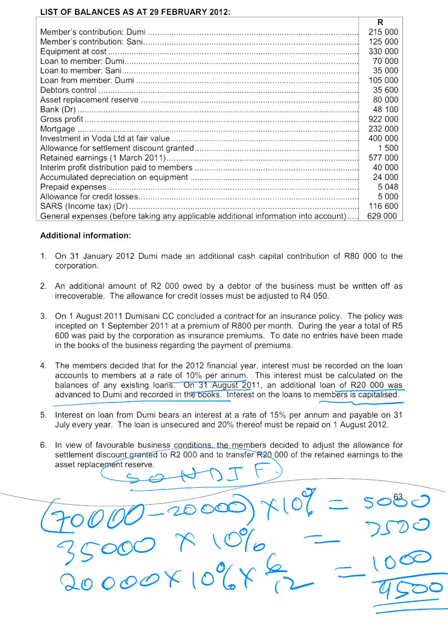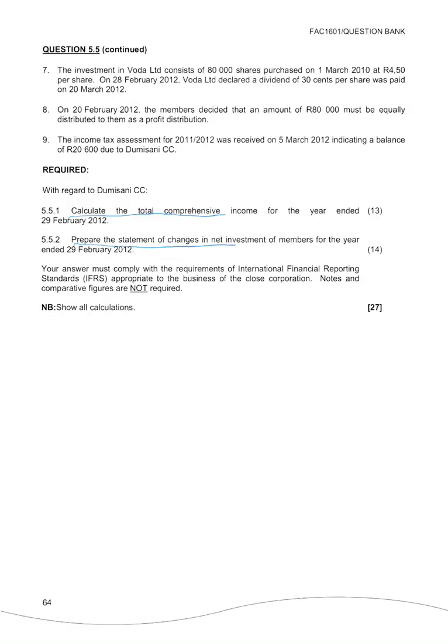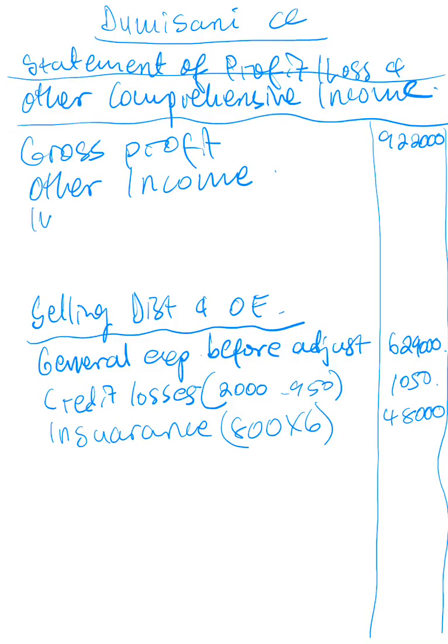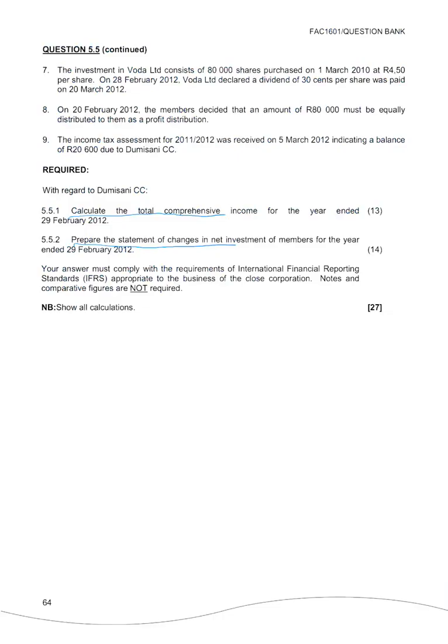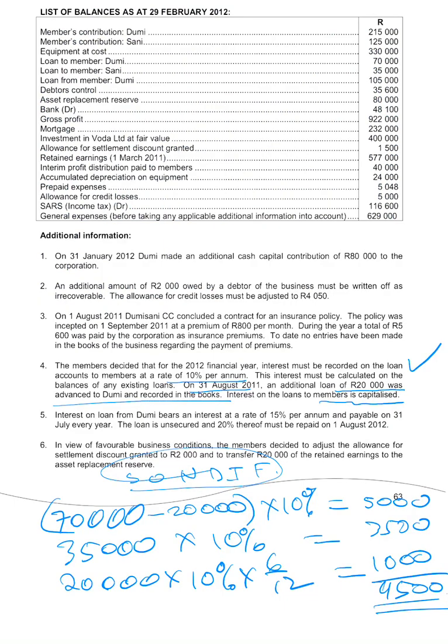So what do we do with the 9.5? The 9.5 is interest income, isn't it? So we are going to put it under other income. Right, so interest on loan from member, it is going to be 9,500. Right, so we're done there.